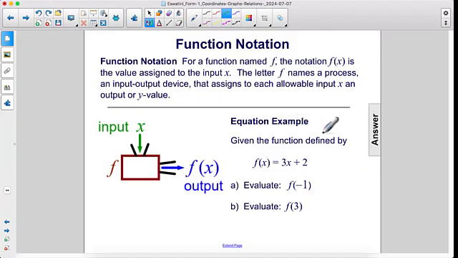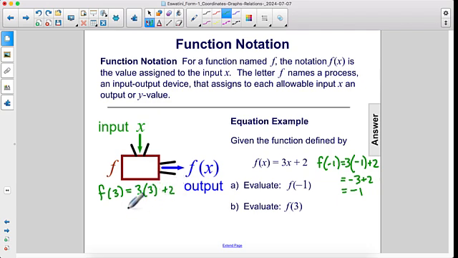Here is an equation example. Given the function defined by f of x equals 3x plus 2, evaluate f of -1. All right, so we're just going to plug -1 into that function, which means anywhere you see an x, parentheses, -1, and then simplify. So 3 times -1 is -3, plus 2 is -1. All right, evaluate f of 3. So f of 3 is going to be 3 times 3 plus 2. That is 9 plus 2, 11.